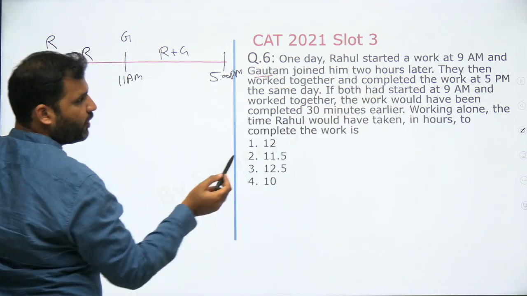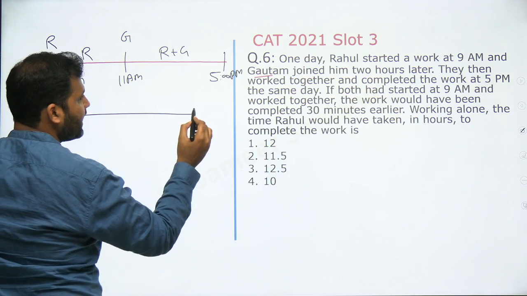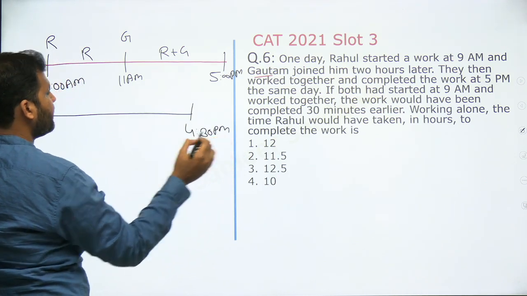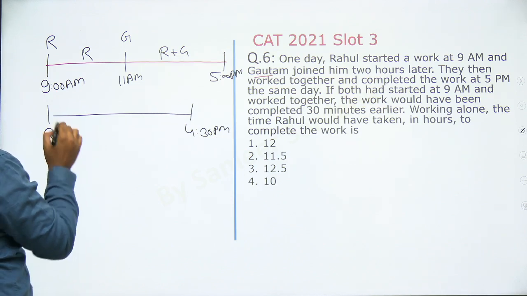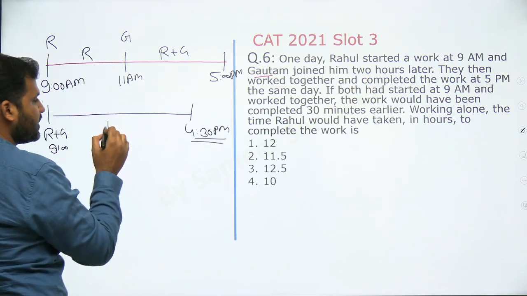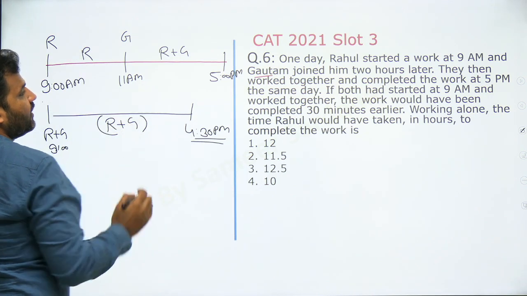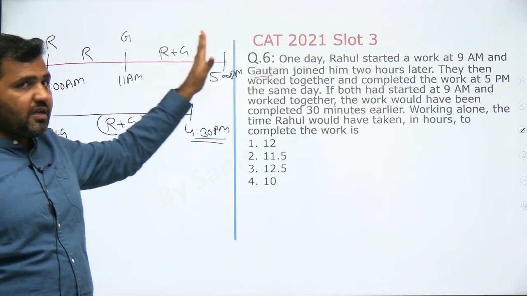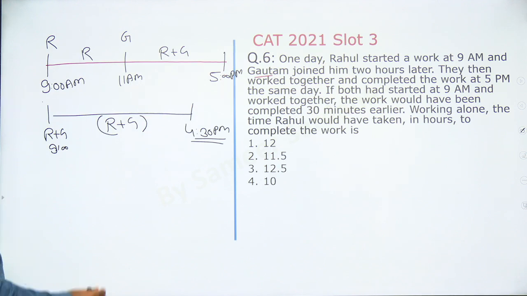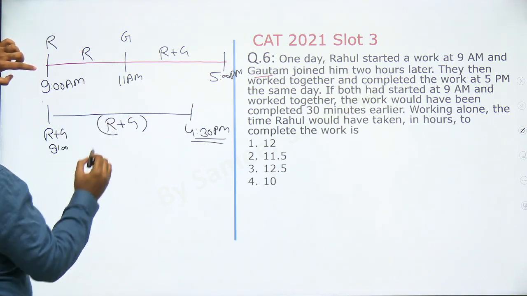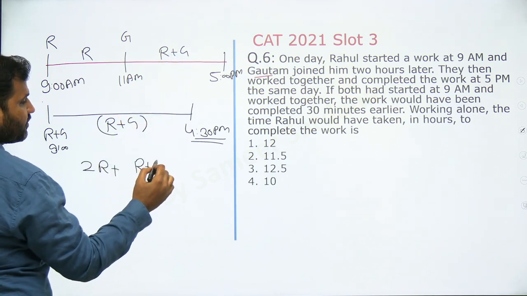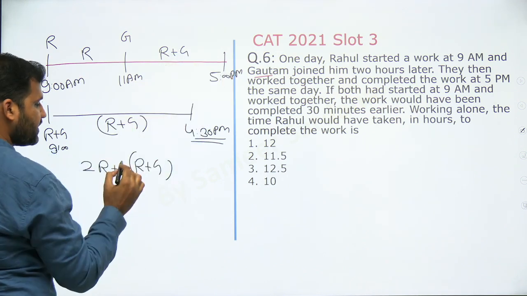Now question says if they both had started at 9 a.m., right? In that case, the work would get finished 4:30 minutes earlier. That means the work will get finished at 4:30 p.m. Both Rahul and Gautam started the work at 9 a.m. and the work gets finished at 4:30, right? So in this whole duration, Rahul and Gautam are working. So the amount of work that is being done over here and the amount of work that is being done over here is the same. That's the point here, right? So can I say Rahul worked for 2 hours and Rahul and Gautam together work for how many hours? From 11 to 5, there's 6 hours.